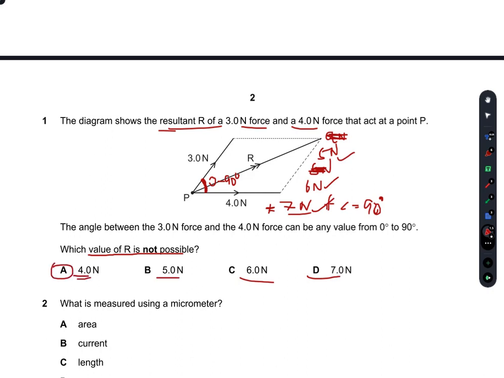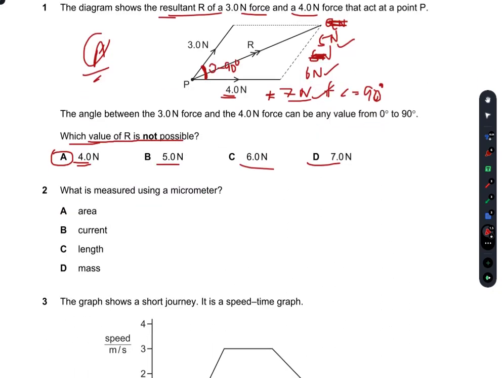4 Newton, the value of 4 Newton as R is not possible, because we are finding the resultant here, not a single force. We are not finding the force on the x-axis, we are finding the collective force here. So 4 Newton is not possible, meaning A is the right answer.